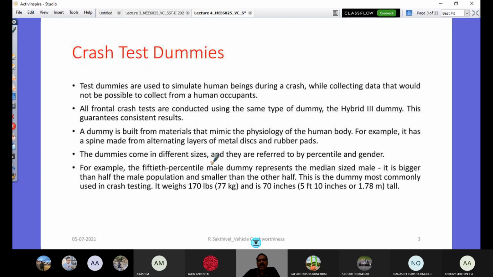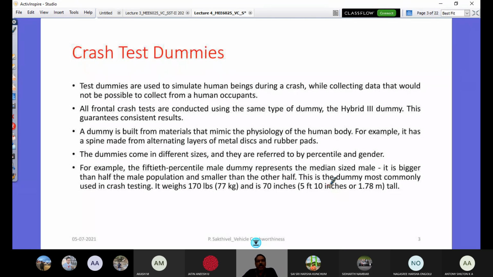The dummies come in different sizes and they are referred to by percentile and gender. So if you say a 50th percentile male dummy, what does that represent? It represents a median sized male. Median sized male means there is one range below and one range above. So it is bigger than half the male population and smaller than the other half. That's what is called a median sized male. So the 50th percentile male dummy is the popular dummy.